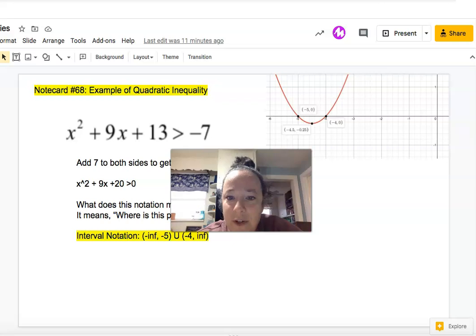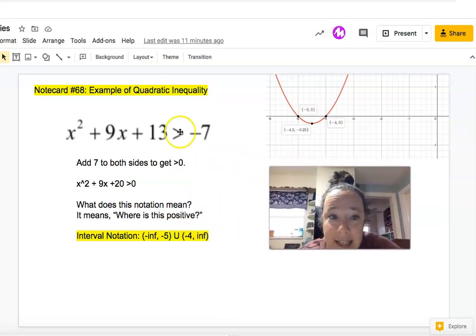All right, now this is the first one of your note cards for this lesson, note card 68. And just a quick example, this one doesn't already have it greater than 0, so I wanted to give you an easy one like this where you have to realize you've got to get it set where it's greater than 0. So on this one, you have to add 7 to both sides. 13 plus 7 is 20, and that's how we get x squared plus 9x plus 20 is greater than 0. I plopped it into Desmos, and there's the graph. I gave some key points so you could see the x-intercepts are -4 and -5.